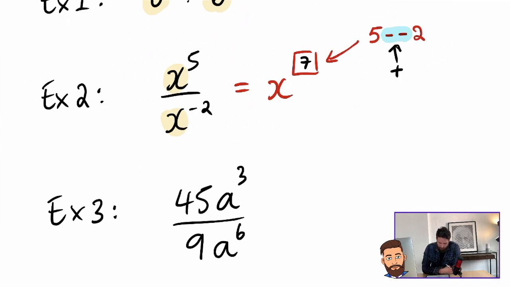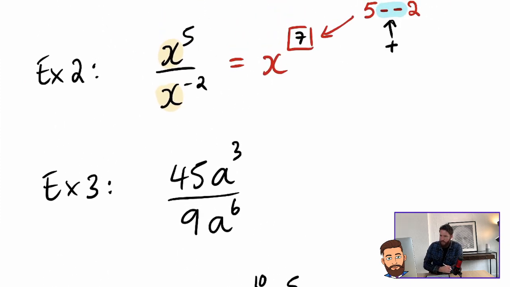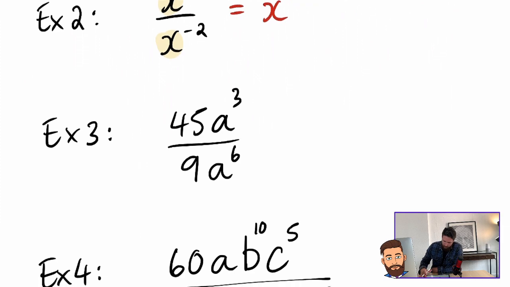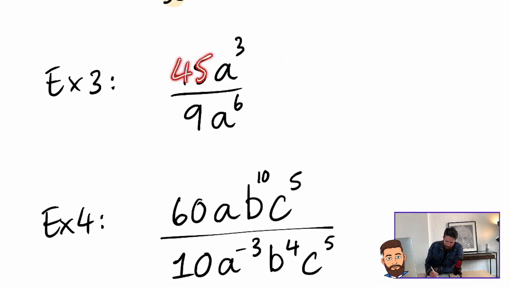Okay, so we've got a double negative there, x to the 7. And again, the next two are just going to be all based upon the same law, but just have extra stuff thrown in at you. So, example 3. We've got 45a cubed divided by 9a to the power 6.